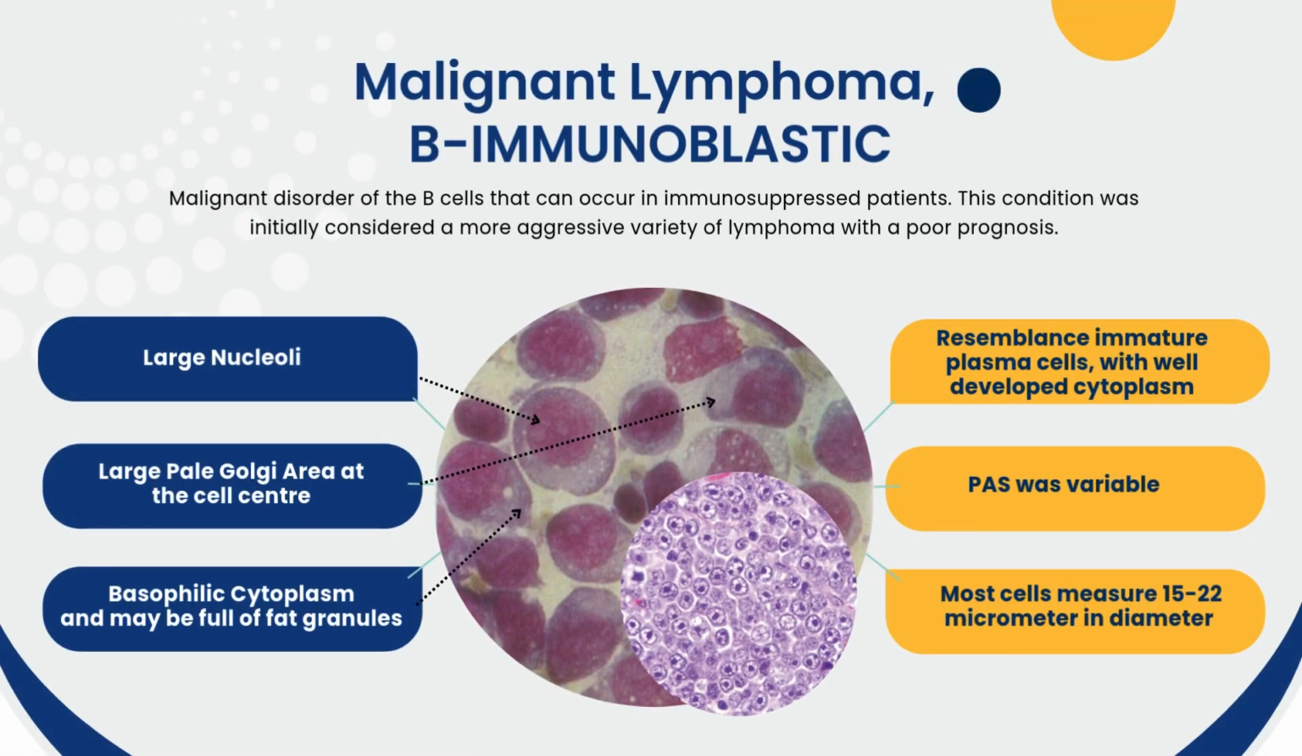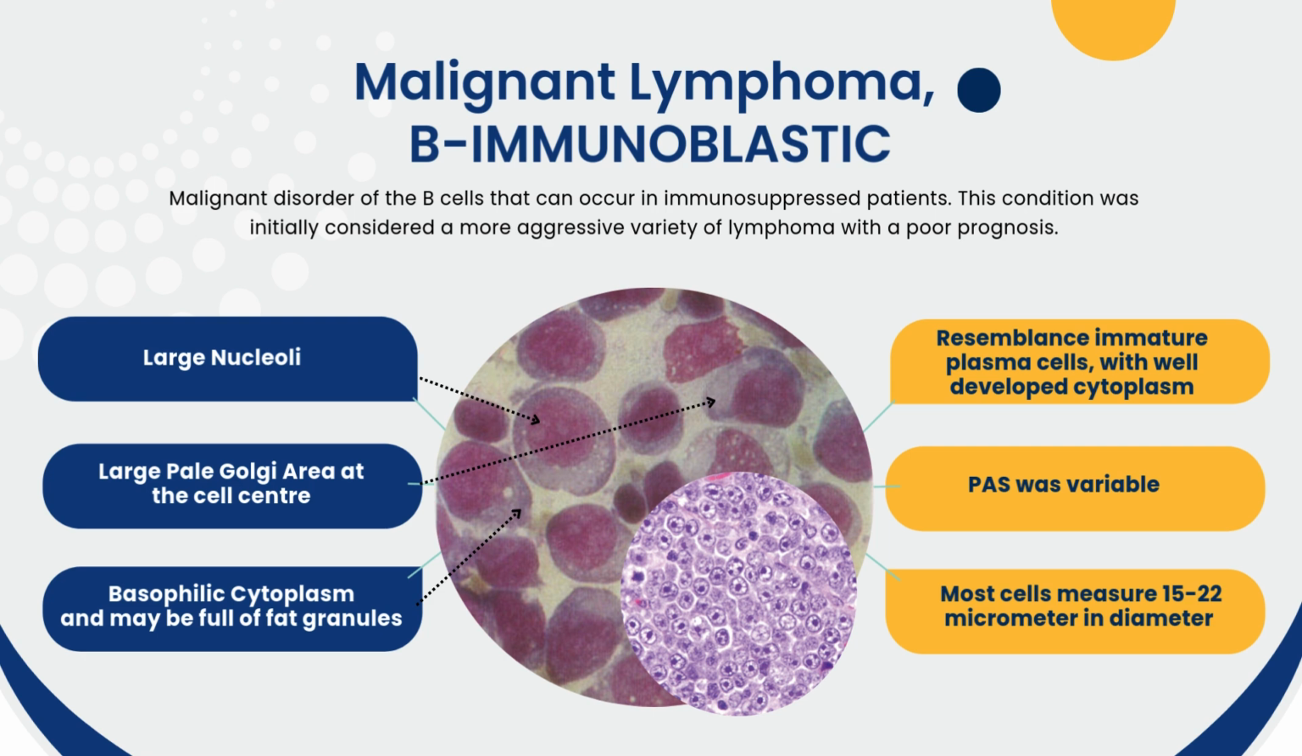And now for the 3rd type of malignant lymphoma, B immunoblastic. It is a malignant disorder of the B cells that can occur in immunosuppressed patients. Only 9 cases were recorded in this category, however. The cytological findings vary. 2 of these effusions presented normal cells with no neoplastic cells recognized. The remaining 7 cases all had recognizable malignant cells.